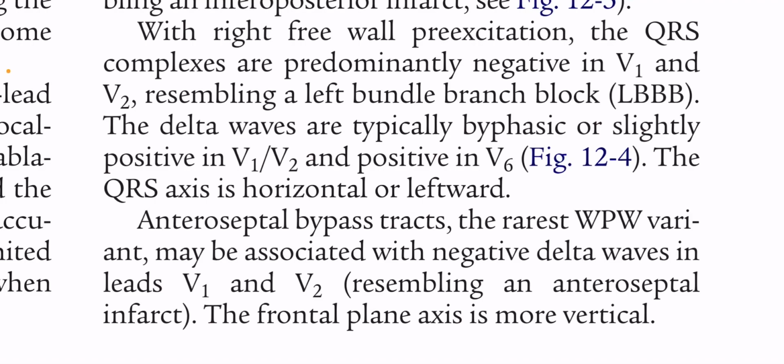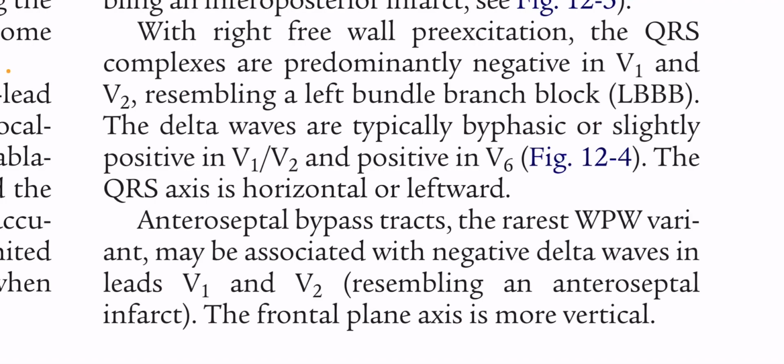The delta waves are typically biphasic or slightly positive in V1 and V2, and positive in V6. The QRS axis is horizontal or leftward.